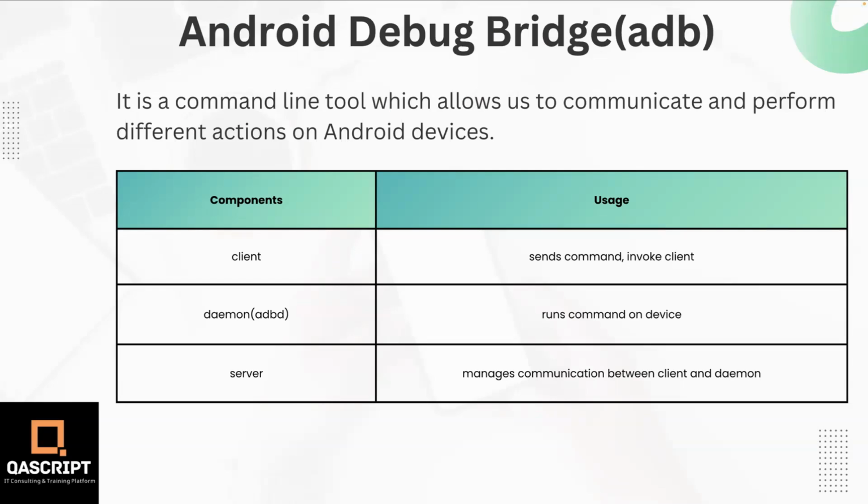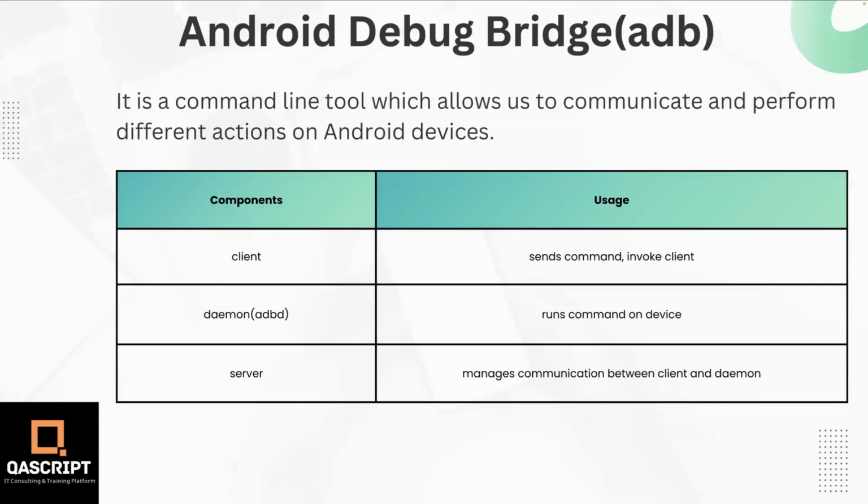Then there is the daemon. Now this daemon is also known as adbd, and this is used basically to run commands on a particular device. Now this particular daemon runs as a background process on each device. Then there is the server. This server manages the communication between the client and your daemon. So it sits between them and it runs again as a background process on your development machine. Okay. So as you can see, there are two background processes. One is running on the device, which is the daemon, and then the server, which is running on your development machine.